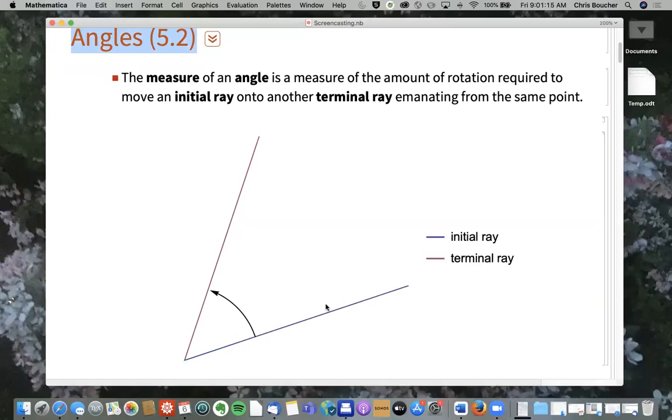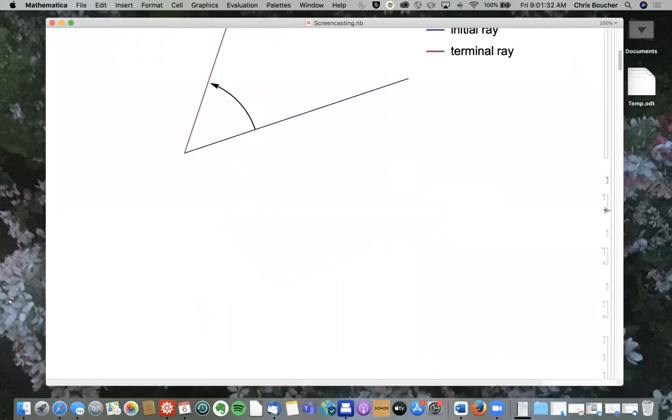We'll designate one side as the initial ray and the other side as the terminal ray, and we will give angles a sort of direction. So we'll imagine this angle opening from the blue ray to the terminal ray, and the angle is the space in between.